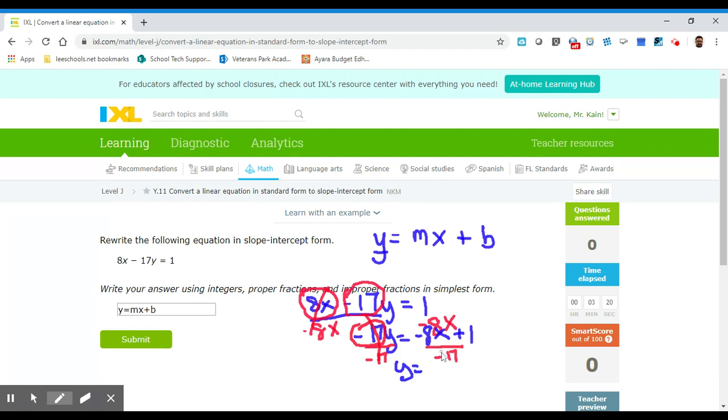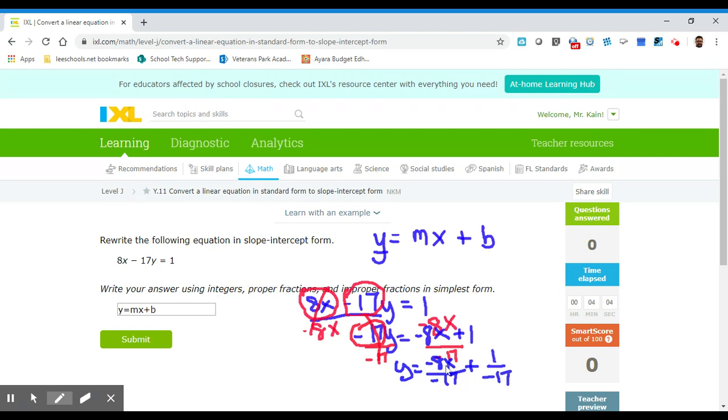Okay? So think of it as negative 8x divided by negative 17 and 1 divided by negative 17. So let me rewrite it. I might be running out of space here, but I will try my best. So negative 8x divided by negative 17, and 1 is being divided. So I'll do plus 1 divided by negative 17.